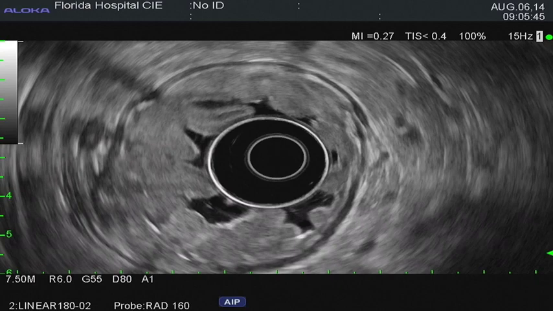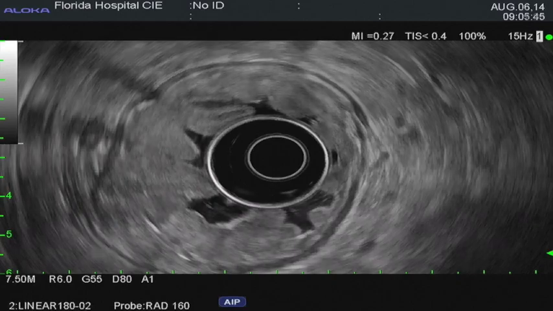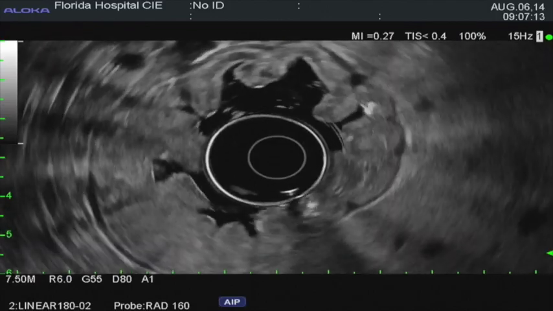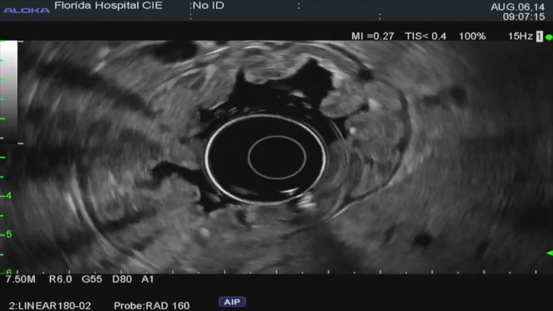Five layers of the gastric wall are seen on EUS. The two mucosal layers are bright and then dark. The submucosa is bright and the underlying muscularis propria dark. The fifth layer, corresponding to the serosa, is bright.